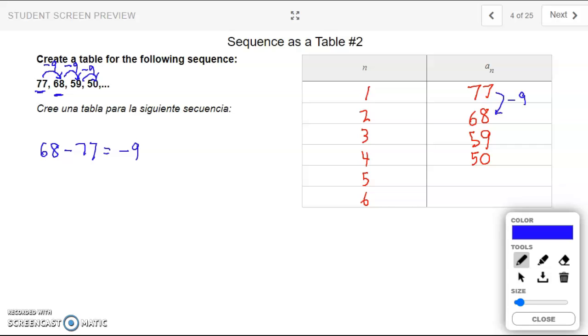So you subtracted 9 or added a negative 9, same thing. So that means to figure out, and it matches: 68 take away 9 is 59, and 59 take away 9 is 50. So to figure out the fifth term, I just take away another 9 from 50, so that gives me 41. And to get the sixth term, I take away another 9 from 41, and that gives me 32. And that's how you fill out the table.